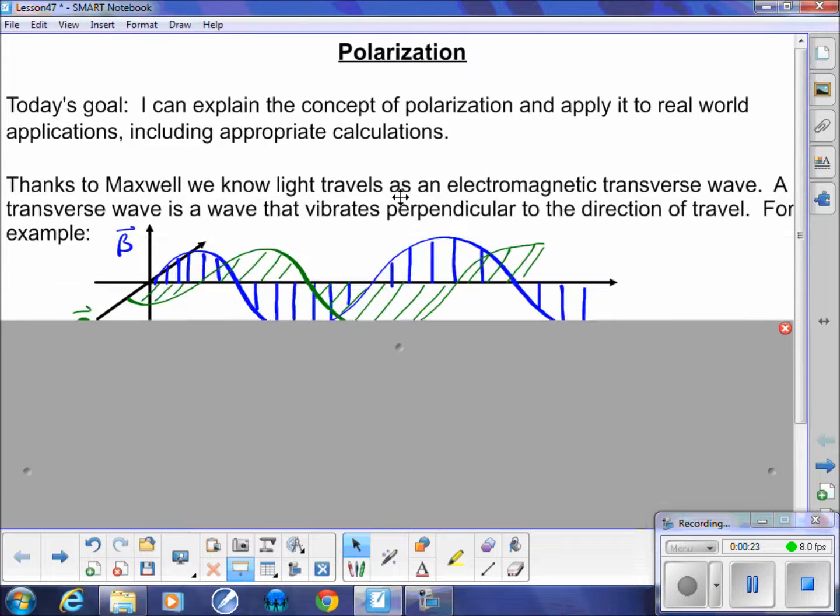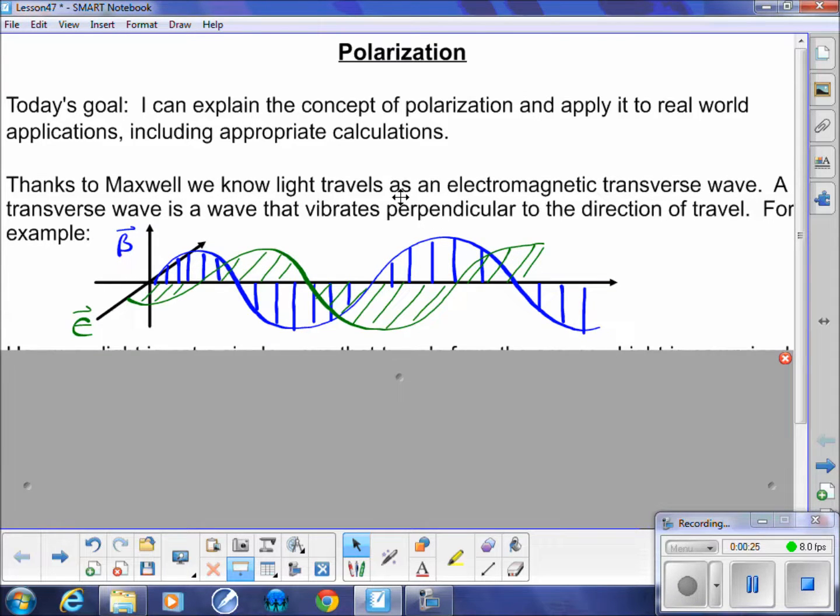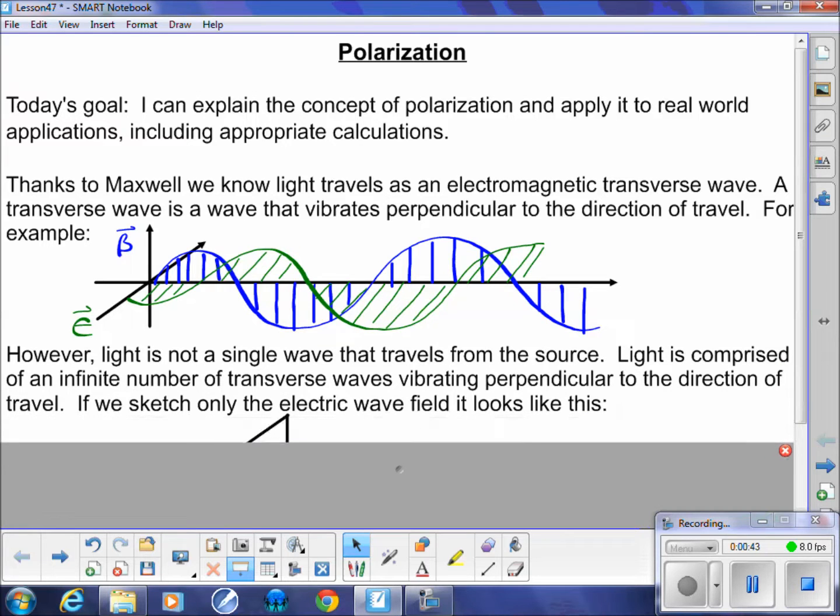But here's the theory behind it. So we already talked about it. You've seen this diagram before, and now you've got to draw it again. But thanks to Maxwell, we know that we have light traveling as an electromagnetic wave. And it's a transverse wave, which means that it's vibrating perpendicular to the direction of travel. And there's our diagram for that, and that's what we've already talked about.